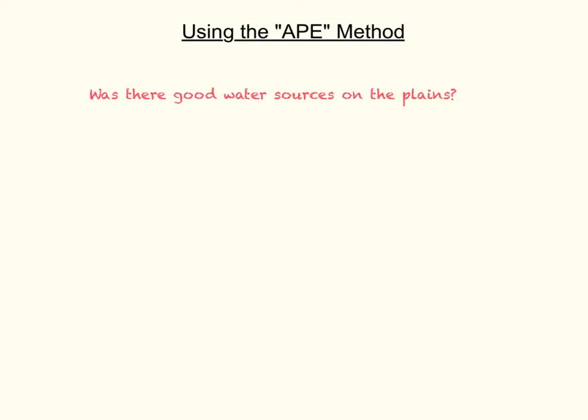So the first thing I'm going to do is I'm going to go ahead and answer this question. So you can see here that I now put my answer. And my answer is in black, and it says, no, there was not good water sources available on the plains. I very simply answered my question. This is the A of my APE.